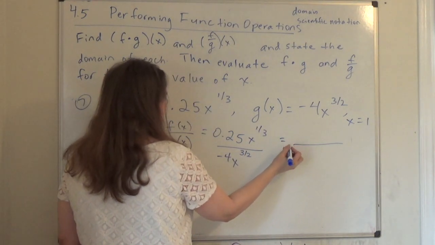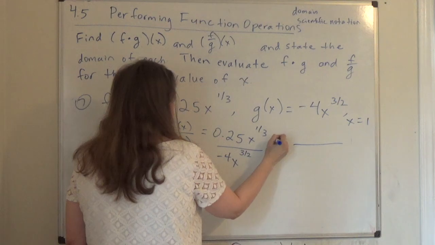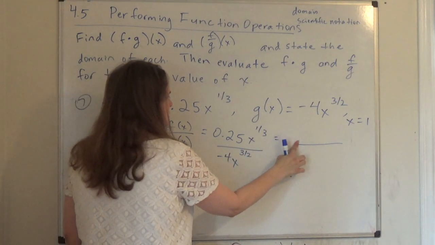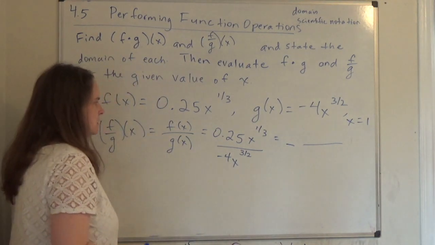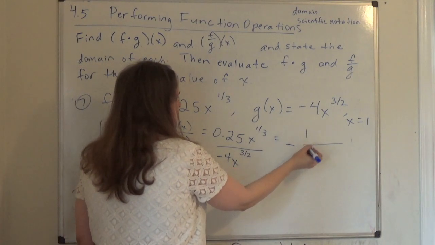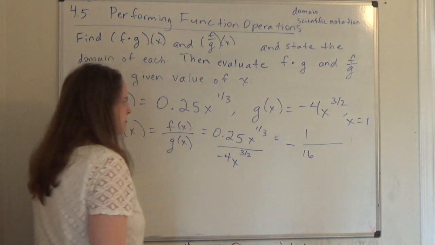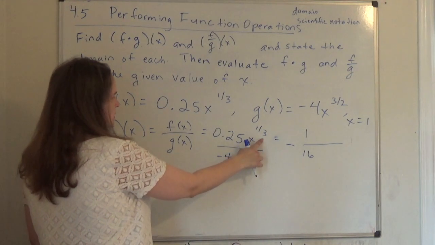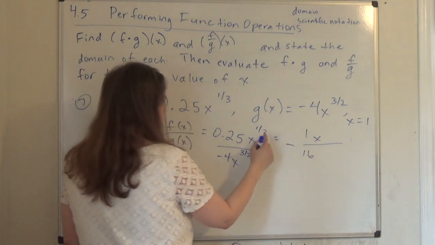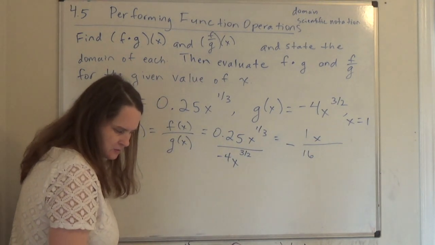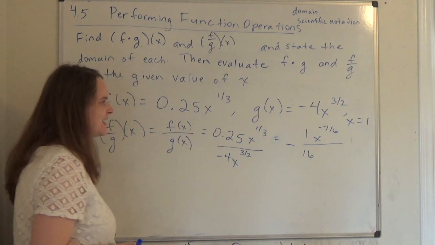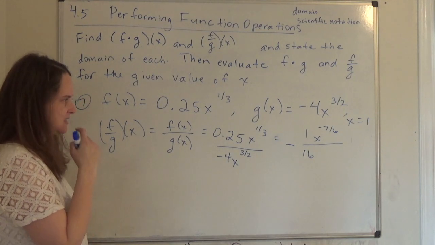So you can keep your negative out here. Don't forget your negative. Where you had the negative in the denominator, it can sit out front if you want. And then 0.25 divided by negative 4 is 1/16. So you can put a 1 in the top, 16 in the bottom. And then x to the 1/3 divided by x to the 3/2. I know I need to subtract those exponents. So 1/3 minus 3/2 gives me negative 7/6. So I've got negative x to the negative 7/6 over 16.